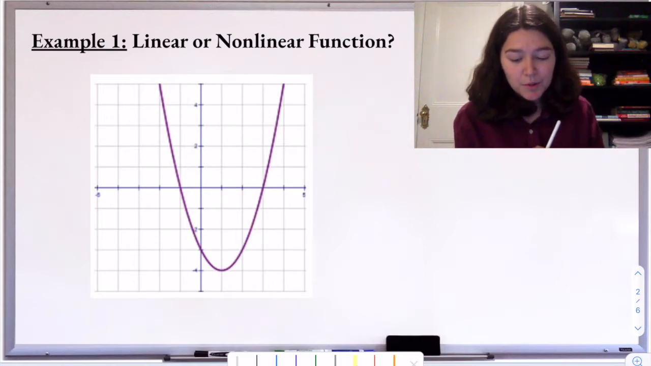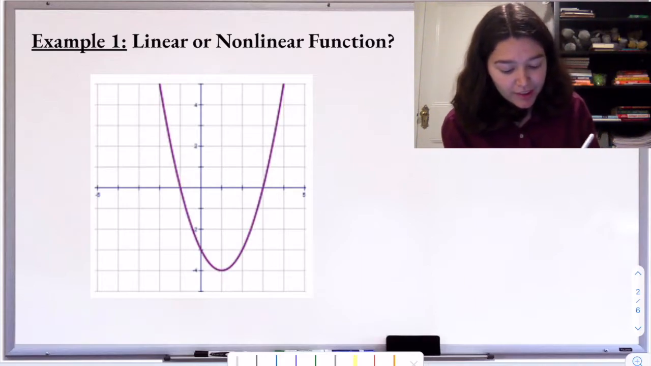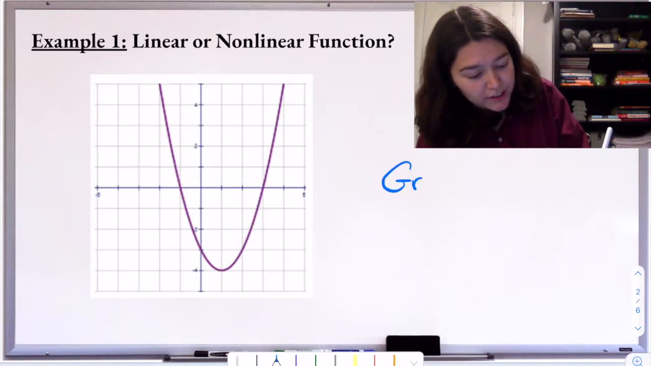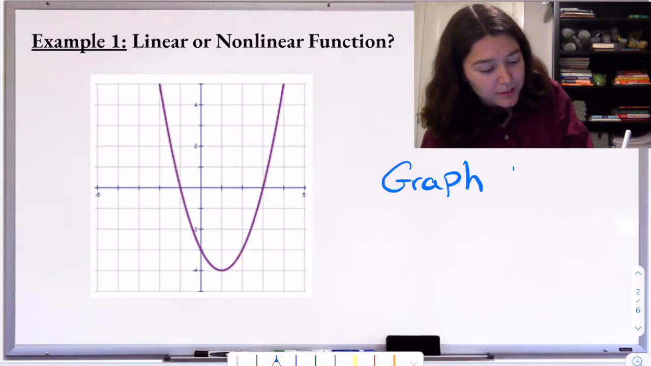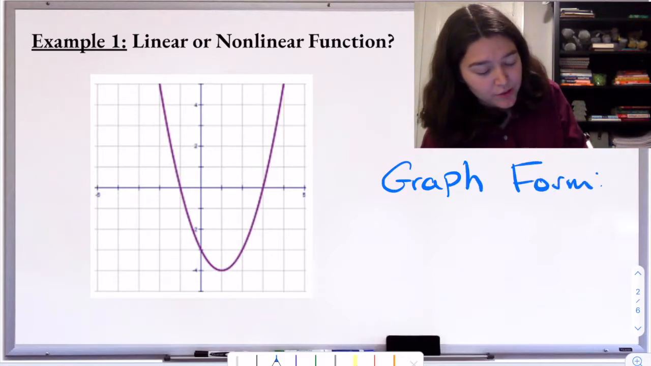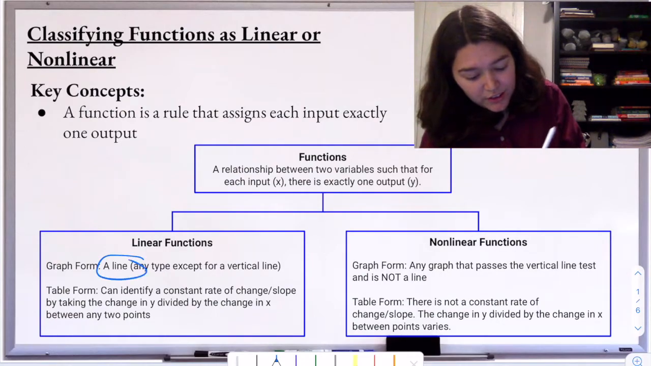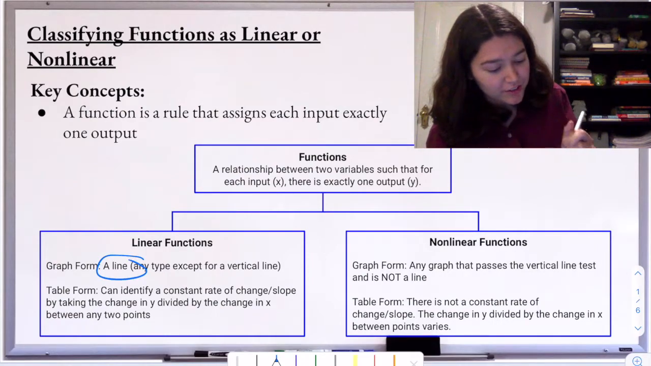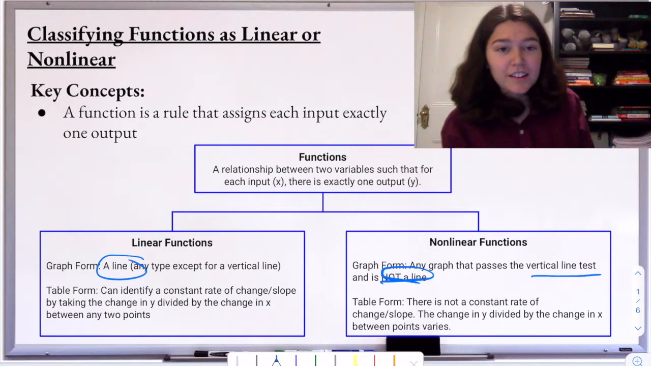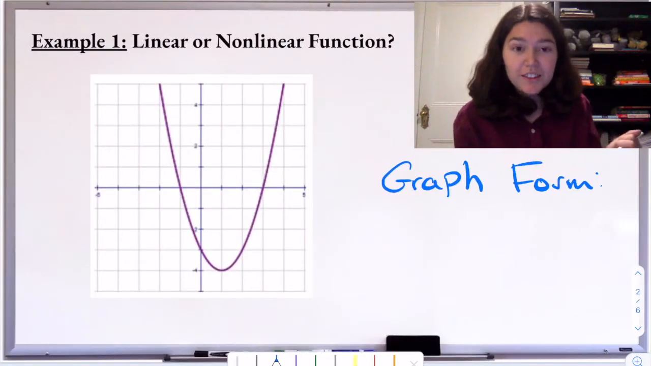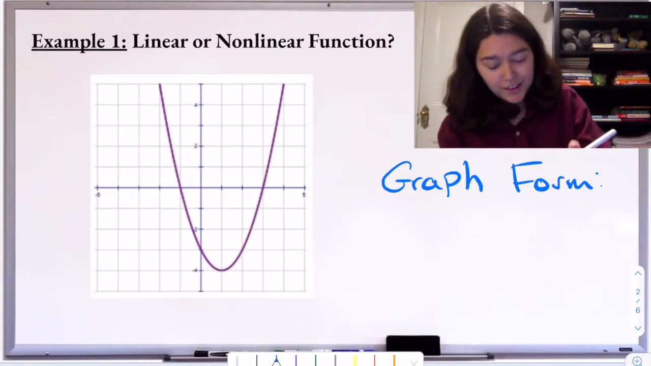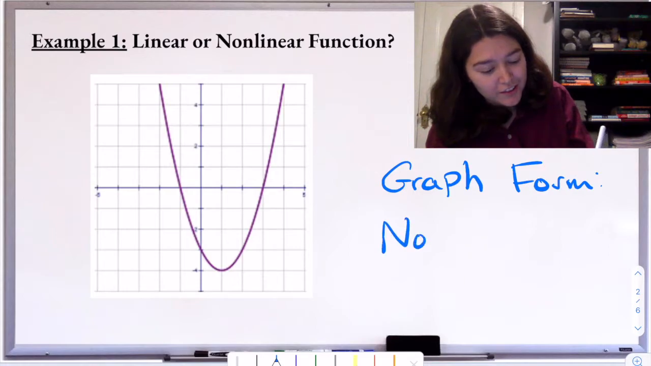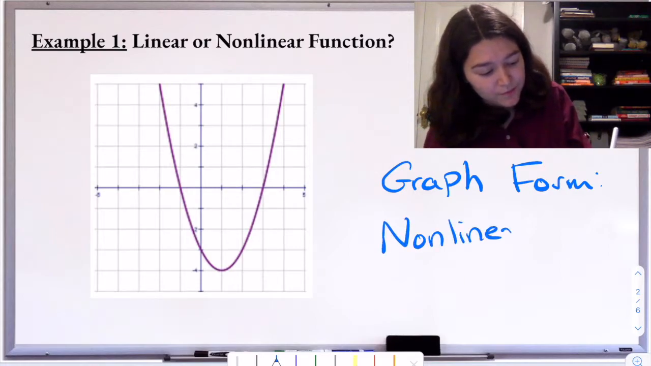Here's example number 1, pretty straightforward. Is this a linear or a nonlinear function? This is in graph form, great. So I just need to ask myself, okay, graph form: linear functions are lines, nonlinear functions pass the vertical line test and are not lines. So is this a line? No, not a line. So this is a nonlinear function.